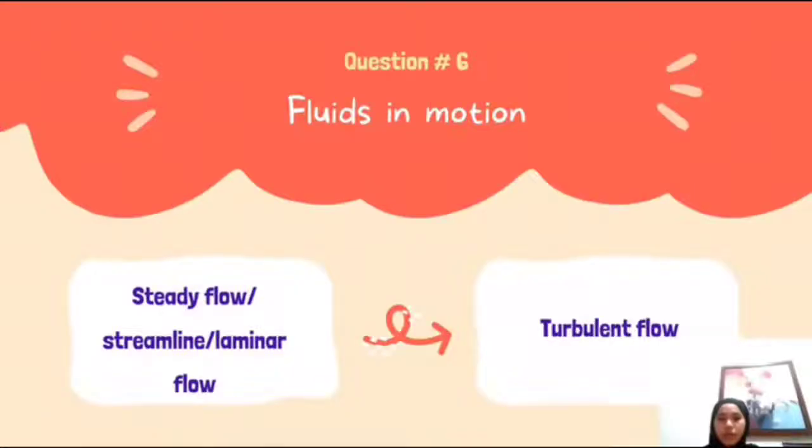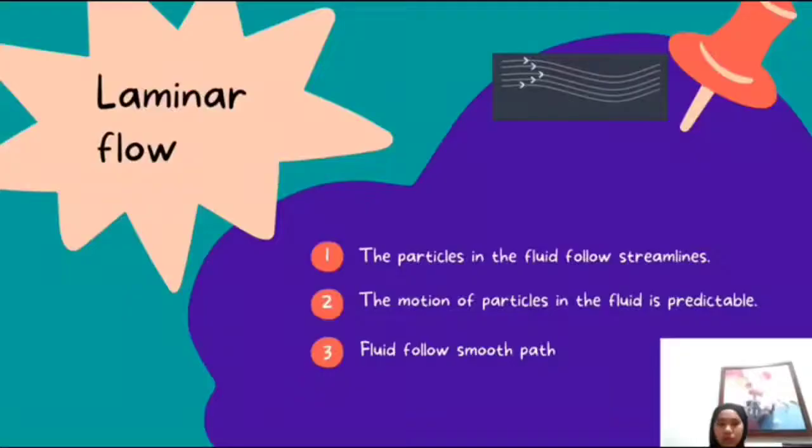Fluids in motion. There are two types of fluid flow: steady flow, also called streamline or laminar flow, and the other one is turbulent flow. Laminar flow is when the particles in the fluid follow streamlines, and the motion of particles in the fluid is predictable. The fluid follows a smooth path, and the paths do not cross over one another. This is how laminar flow looks.